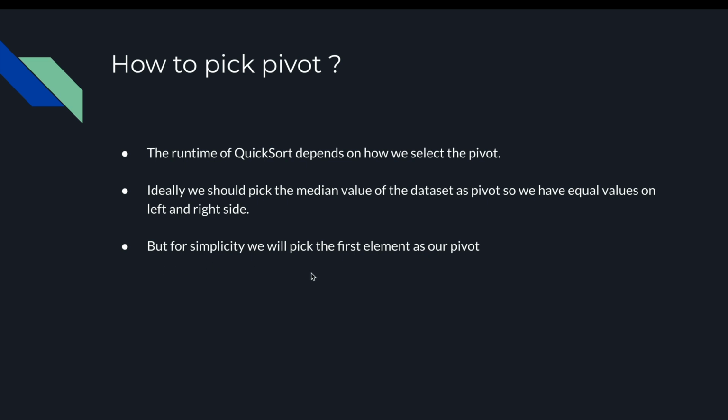But for simplicity, we will pick the first element as our pivot point because it will not be an easy task to find the median value of the dataset, as we don't know where this median value is located in that array or the given data. So for simplicity, we will always pick the first element as our pivot point.